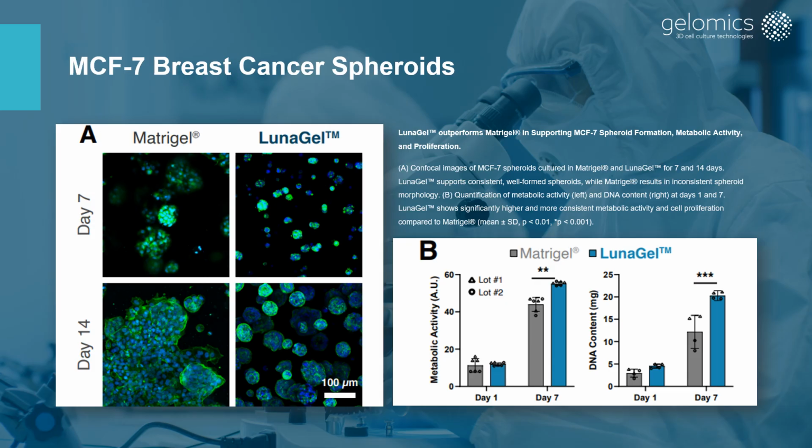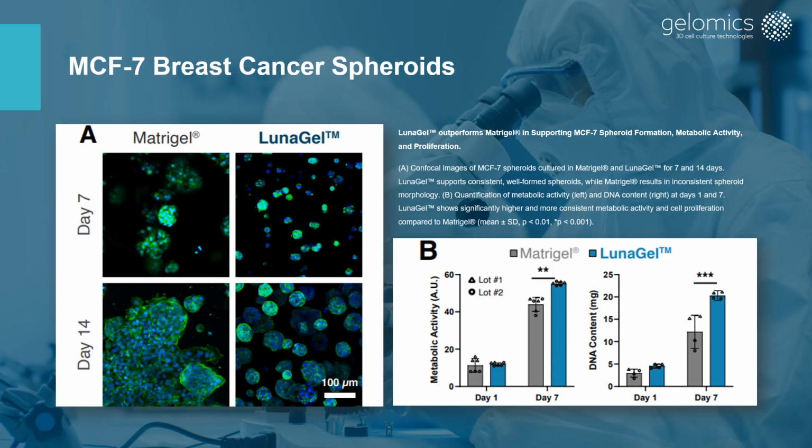Confocal imaging revealed that LunaGel consistently supported the formation of well-defined spheroids, whereas Matrigel resulted in irregular and inconsistent morphologies. This inconsistency may be due to the inherent batch-to-batch variability, which is a known limitation of biologically derived ECMs.